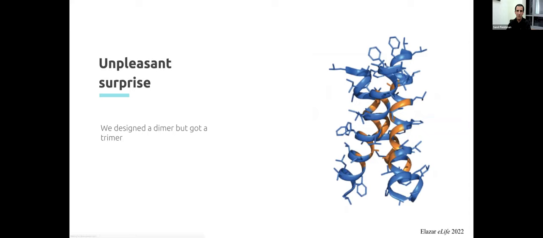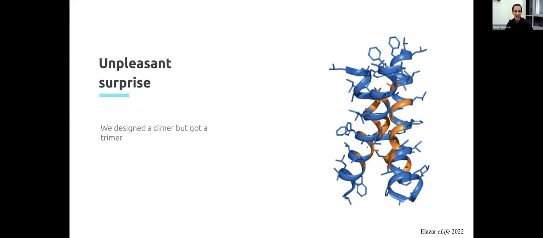We designed a dozen such dimers. We were hoping they were dimers, and our experiments did show that they formed high affinity oligomeric states in the membrane. But then we sent these dimers to our collaborators at WEHI, to the Call lab, and they crystallized this using lipidic cubic phase. And for one of these dimers, we obtained a trimer. This was an unpleasant surprise.